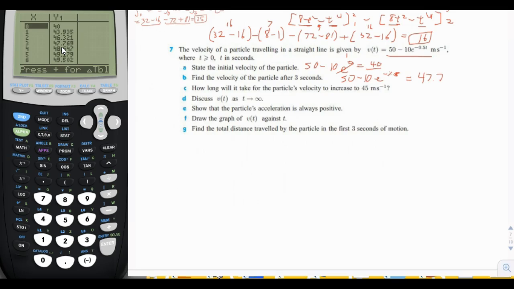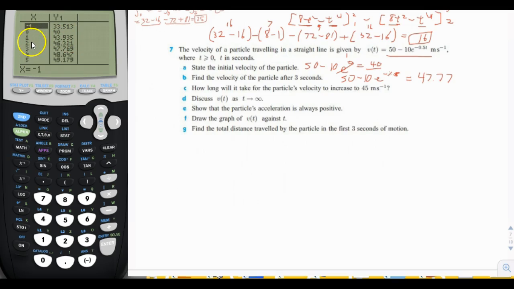47.769. 47.77, right? How long will it take for the particle's velocity to increase to 45? Well, while we're using the calculator anyway, why don't we look for when it turns to 45? Ooh, that's weird. Okay, it's already gotten up to 50. It started out at 40, so actually it happens very early. It happens between 1 and 2 here.